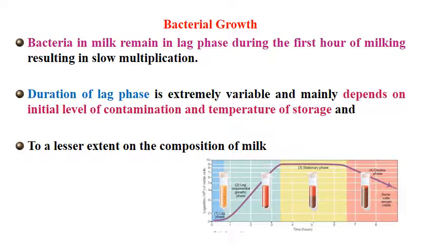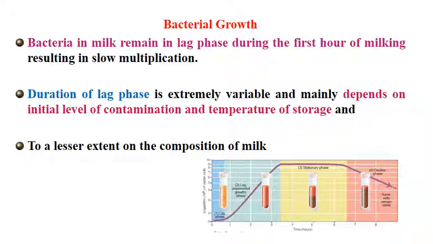Bacterial growth in milk. Since this topic is only on microbial quality of milk, the bacterial contamination is unavoidable during milking and handling with the utensils and other things. Hence, the bacteria in milk remain in lag phase during the first hour after milking, resulting in slow multiplication. Bacterial growth has several phases, in which the first phase is called the lag phase, which is very slow, and the next phase is the log phase, during which it grows very fast. We are going to discuss that a little later.